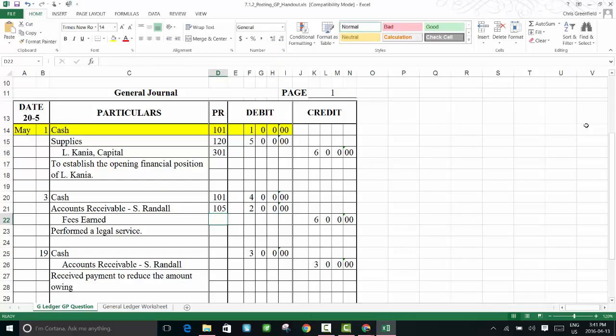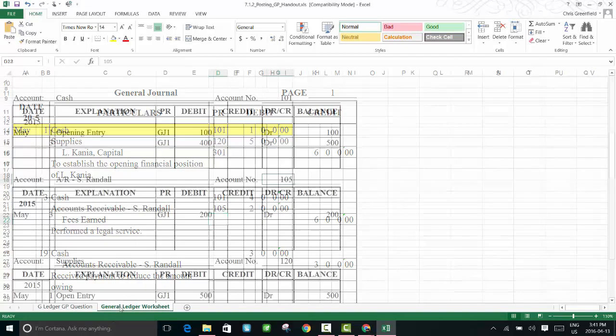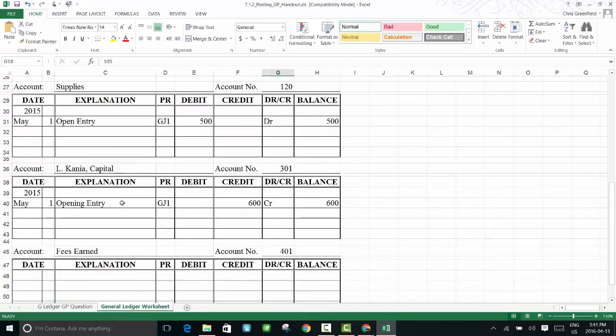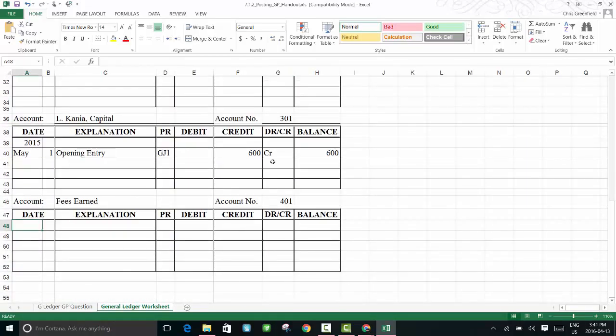Last one I have now is a credit to my fees earned for the total for $600. So I'm going to go to my fees earned account, put in my year because I have no entry there yet, in the May and the day, sorry, the 3rd. This is not an opening entry. It came from General Journal page 1. I have a credit for $600.